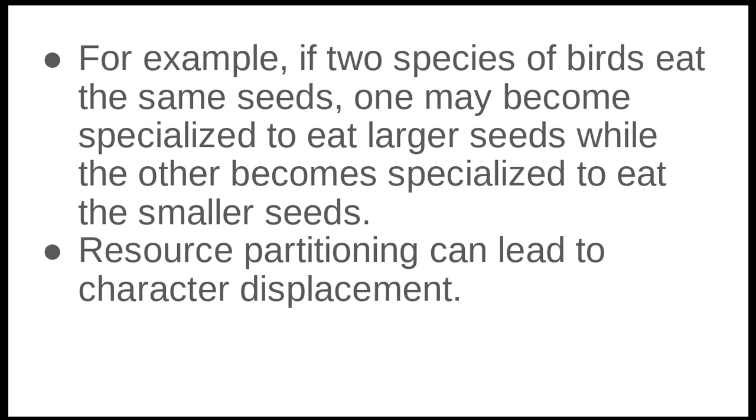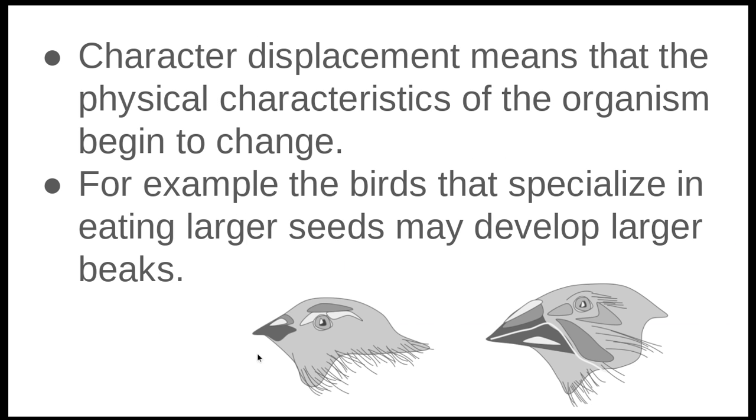This can in turn lead to character displacement. Character displacement is when the actual physical characteristics of the organism begin to change. They actually start to look different because of these specialties they develop. For example, if they're eating the larger seeds, a larger beak would be beneficial. So over time, over generations, the large beak becomes the dominant feature that you see in that species.